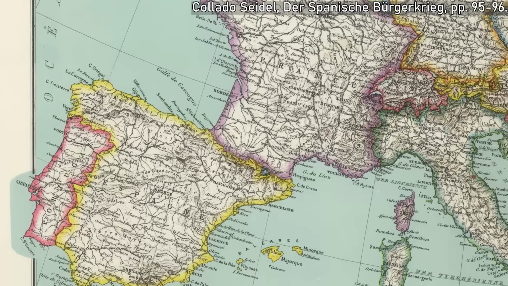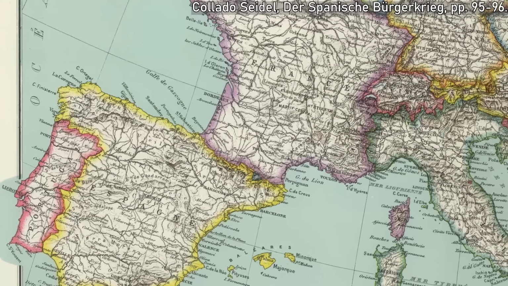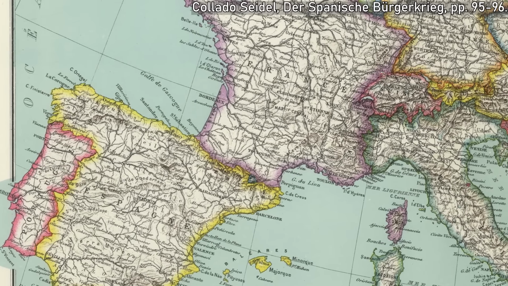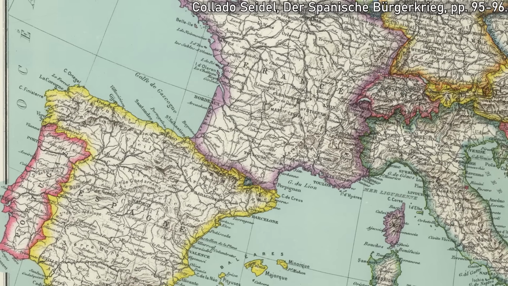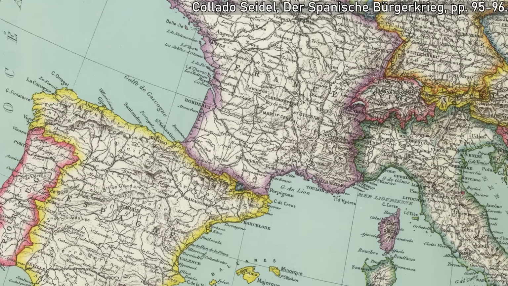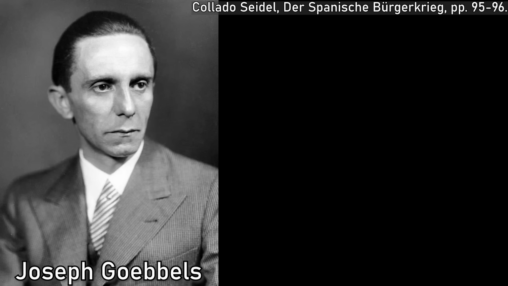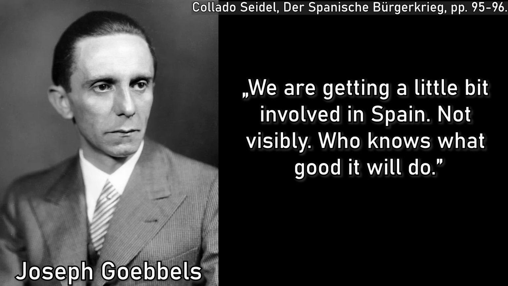The Germans hoped that this could be achieved at little cost and without a major escalation of tensions between Germany and the Western powers. It was certainly worth a try, although the Nazis were probably not yet entirely sure what they had actually got themselves into. As Joseph Goebbels wrote in his diary on the 27th of July 1936, "We are getting a little bit involved in Spain. Not visibly. Who knows what good it will do."